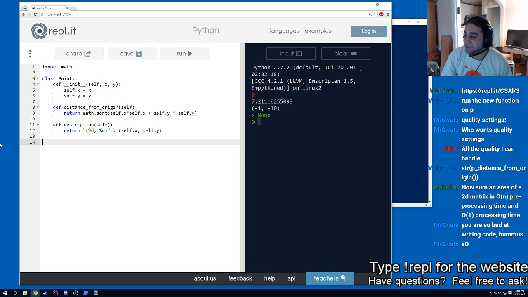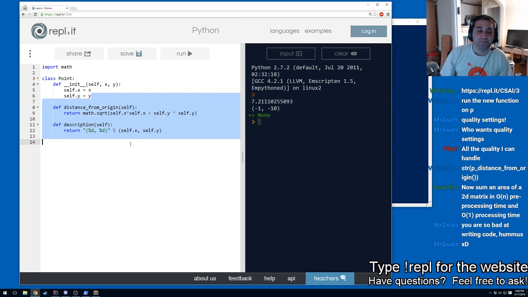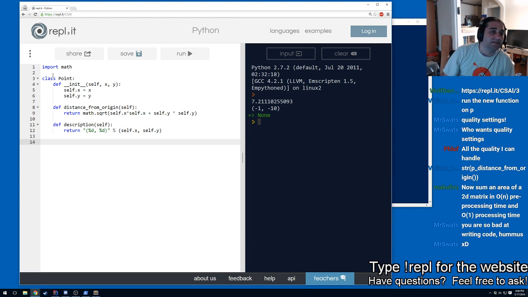So an area of a 2D matrix in O(n) preprocessing and O(n). Yeah, well, that's just O(n). Whatever. All right. Anyway. Oh nope. I got you. Okay, got it. I see. Oh, that's a really interesting problem. No, I will not start thinking about that right now.